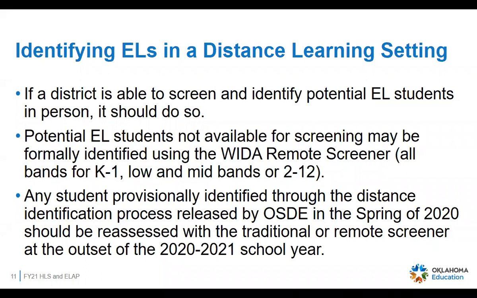Any student provisionally identified through the distance identification process released by OSDE last spring of 2020 should be reassessed with the traditional or remote screener at the outset of the 2020-2021 school year. So if you used the provisional process that was released very shortly after schools were closed last spring, then you should reassess those students either with the normal screener or the remote screener now, basically, here at the beginning of the school year.